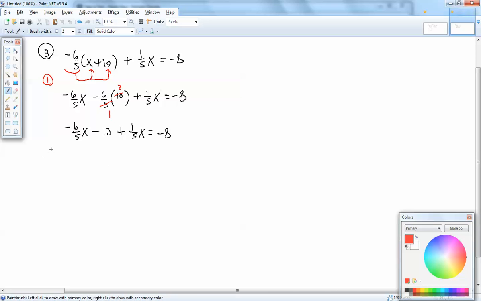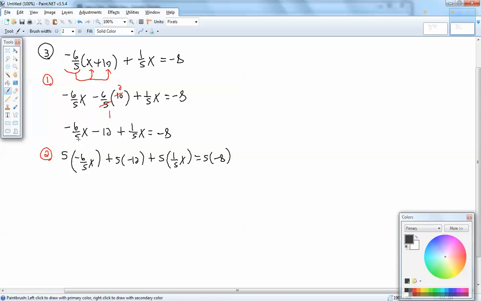Step 2, get rid of fractions. And how we get rid of fractions, we multiply everything by the LCM of all our denominators. We got two denominators, and they're both 5, so our LCM would be 5. So I'll take 5 times negative 6/5 x, take 5 times negative 12, 5 times 1/5 x, and 5 times negative 8.